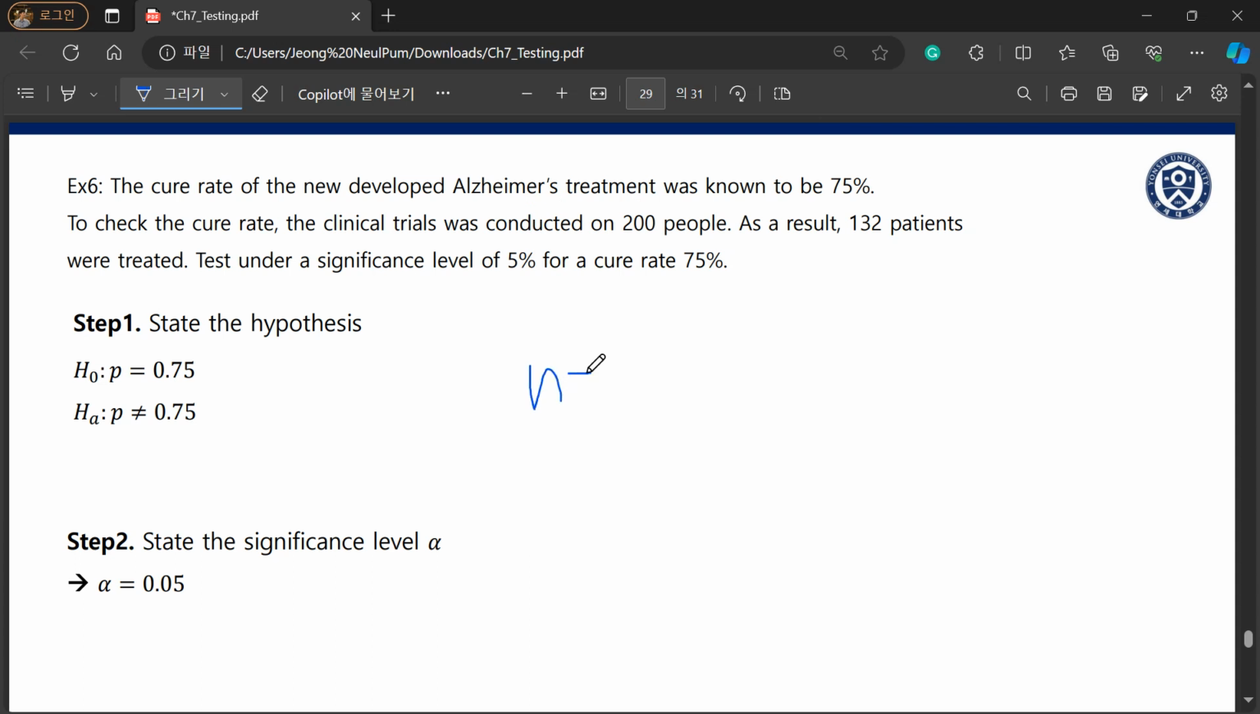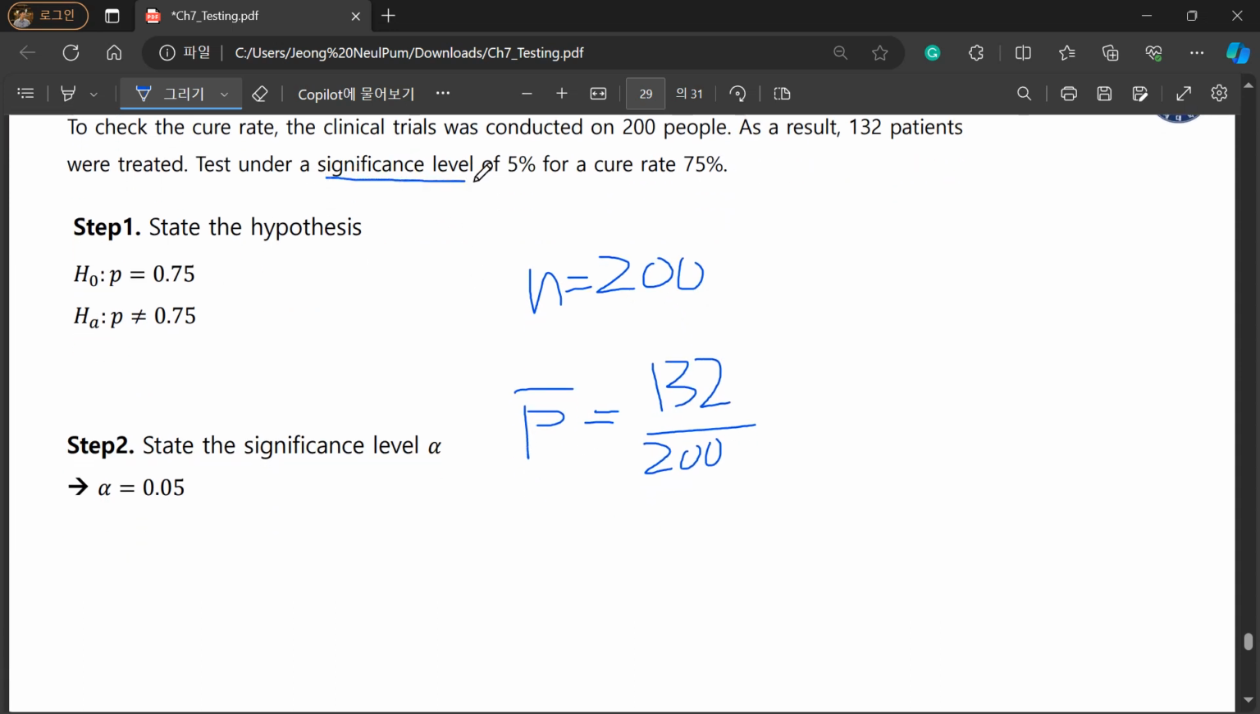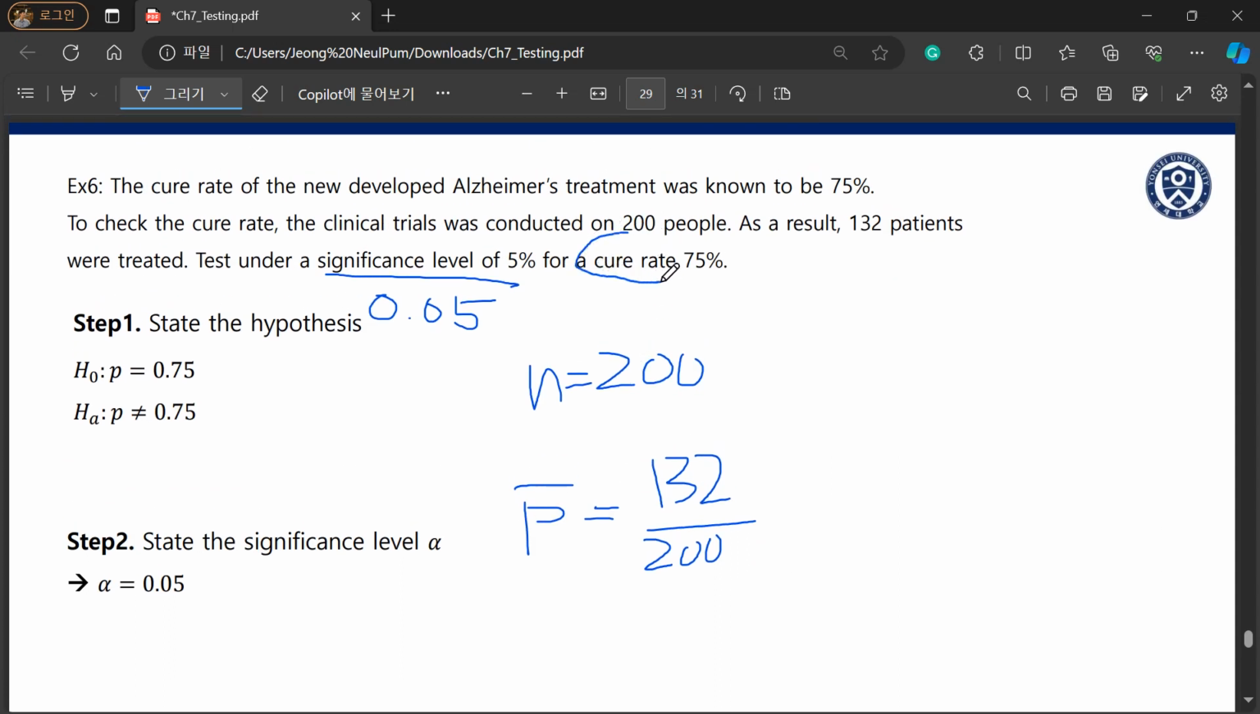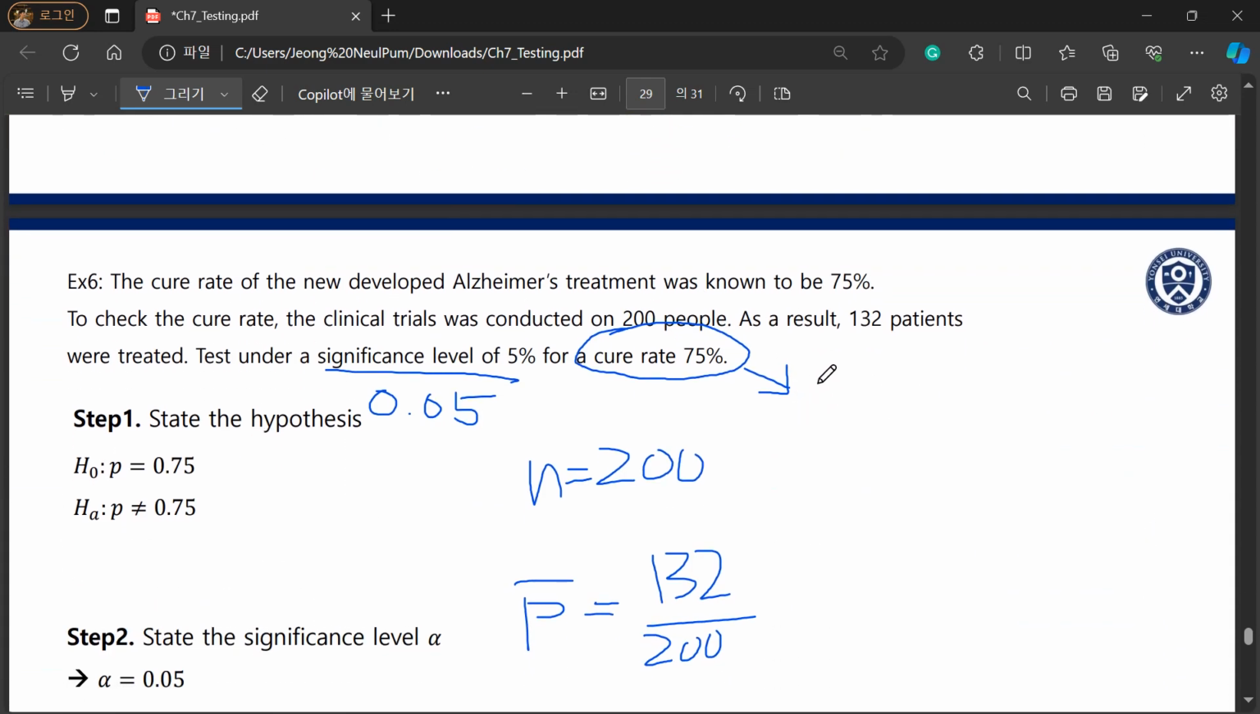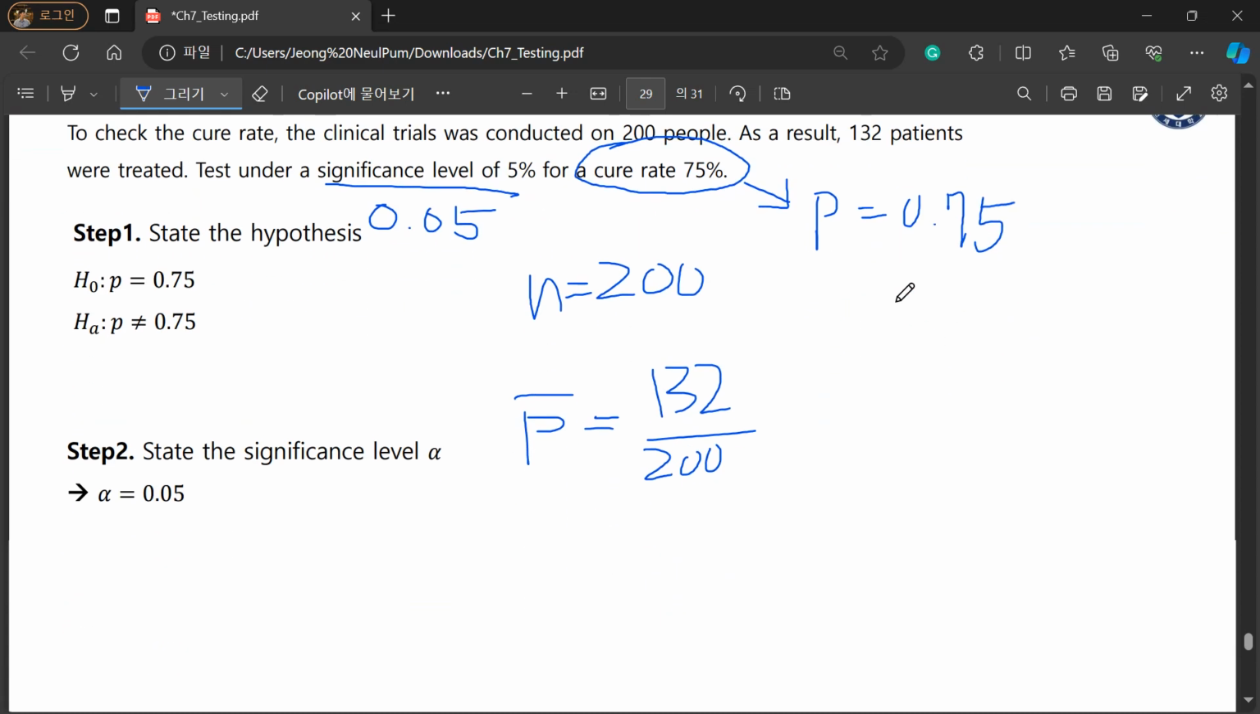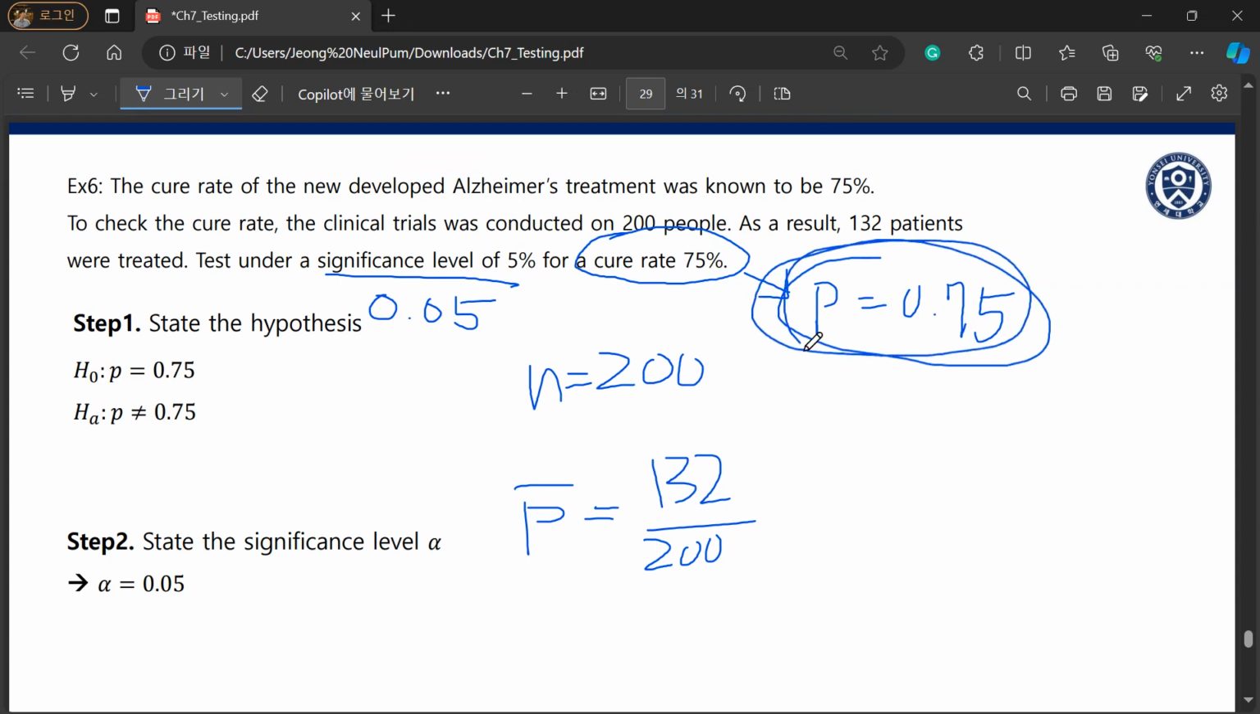And our sample size is 200, and our p bar here is 132 divided by 200, and we want the significance level to be 0.05. We want to test the claim that the cure rate, which is the population proportion, is 0.75. We want to do this hypothesis testing about this one here.